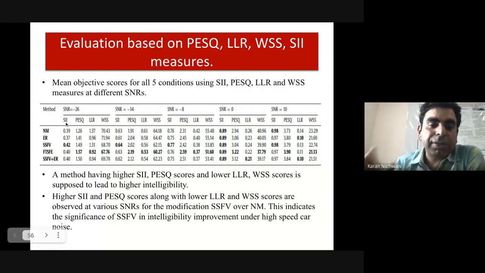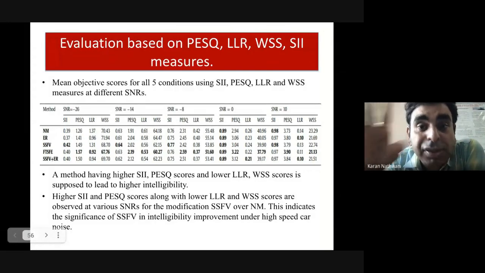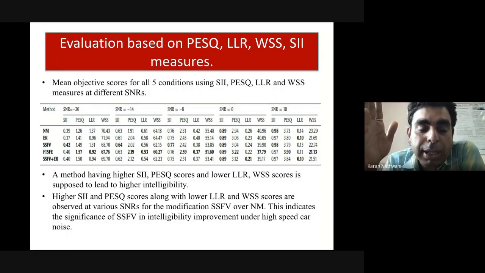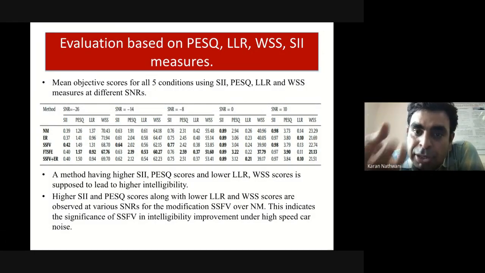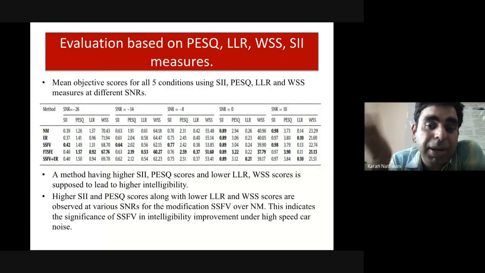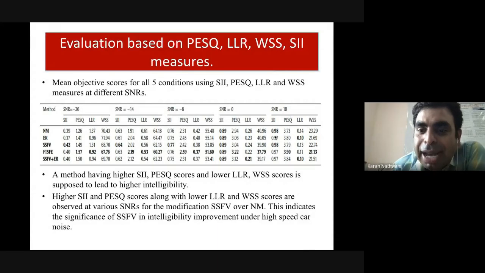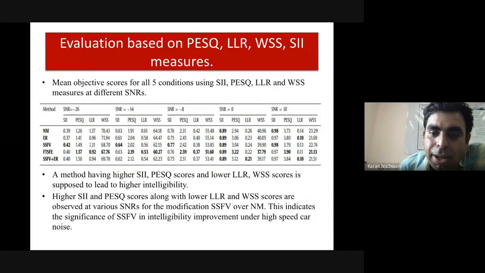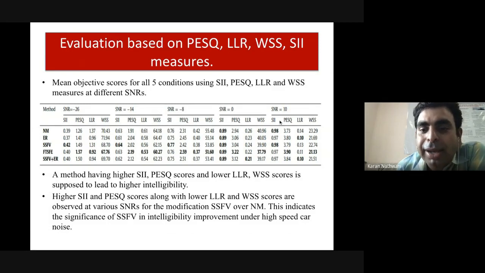SII stands for Speech Intelligibility Index. This is the intelligibility measure. It ranges from 0 to 1. The closer you move towards 1, the better the method. For example, at 10 dB it comes out to be 0.98. That means approximately 1, and this is very intelligible. So you don't have to modify at all. This is why, at higher SNRs, we don't need modification, because the speech is already very intelligible.